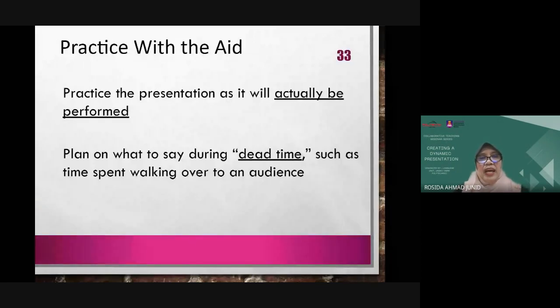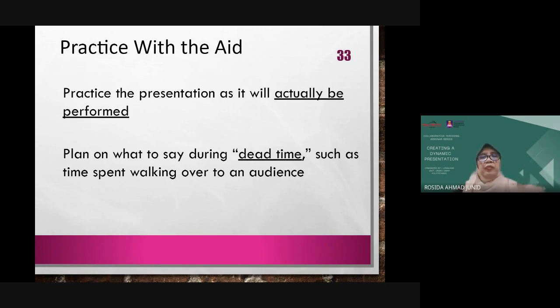Okay, and practice the presentation as it will actually be performed. Plan what to say during that time, such as time spent walking over to the audience. For example, what do we mean by that time here? You're walking towards the whiteboard. What are you going to say? You should say something so that the audience will keep listening to you.